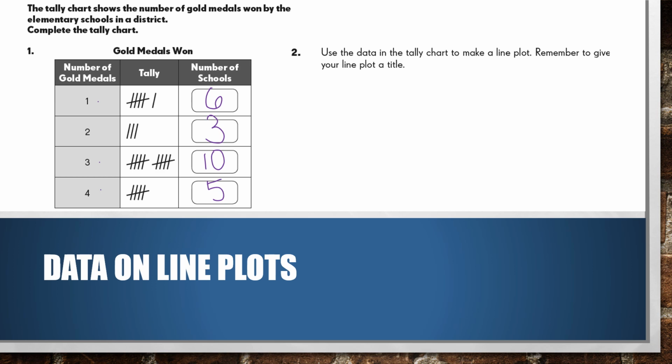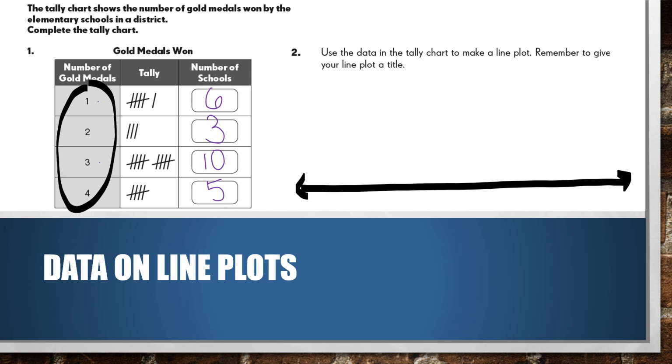So what do you think we would put on our line plot? Well, you're right to think that we're going to need a line. I would prefer it to not be yellow. What numbers do you think we're going to need on our line? I think we just need 1, 2, 3, 4. It's right there. 1, 2, 3, 4.